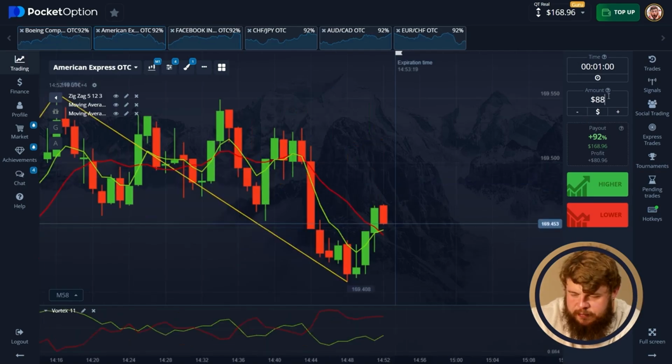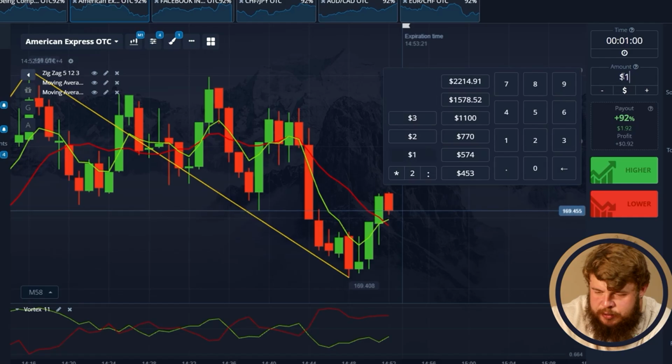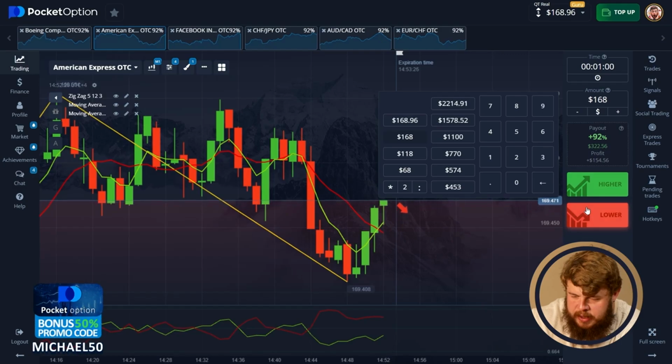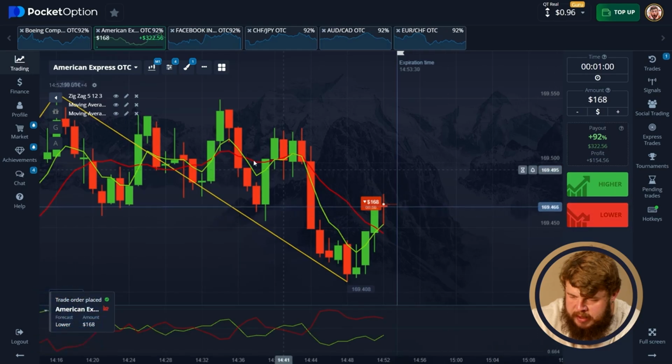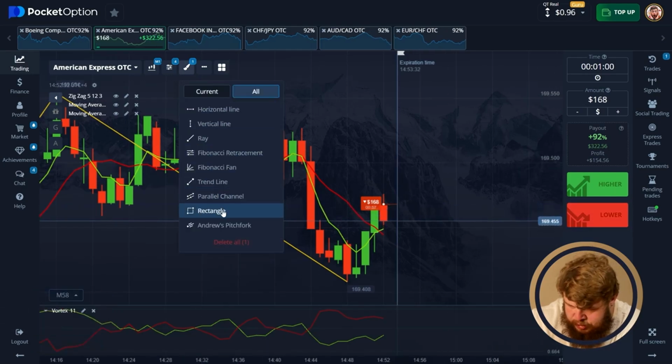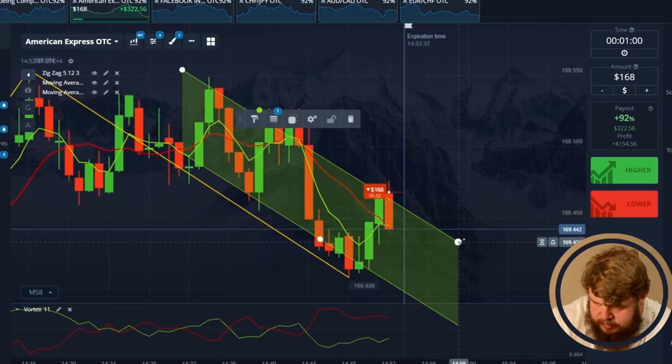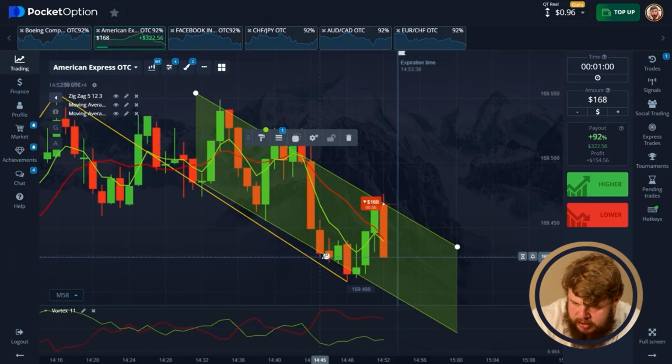What do we have here? First of all, let's change our investment to $168 and let's open a sell position, because you can clearly see that we're moving in a descending channel, and I will draw it for you. Just give me 1 second so that you can see. Yep, so just look at this.